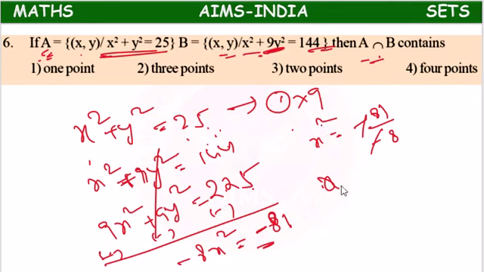Here, since x is squared, we will get two values, because they are only asking about points. How many points will be there? No need to calculate the exact answer. Just approximately we can tell.